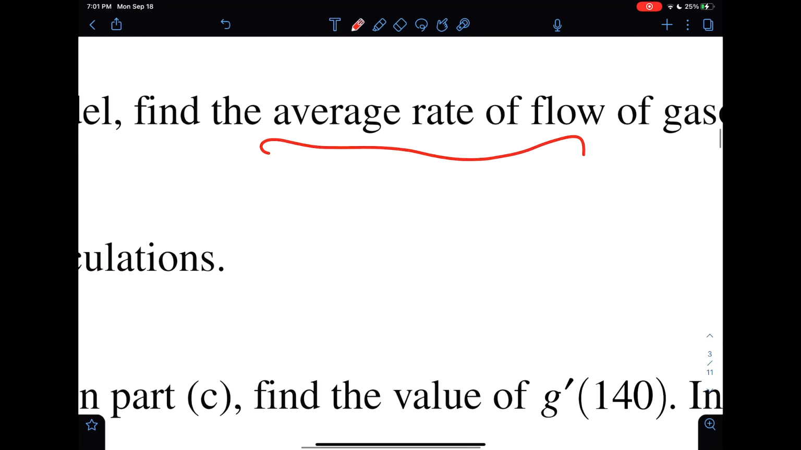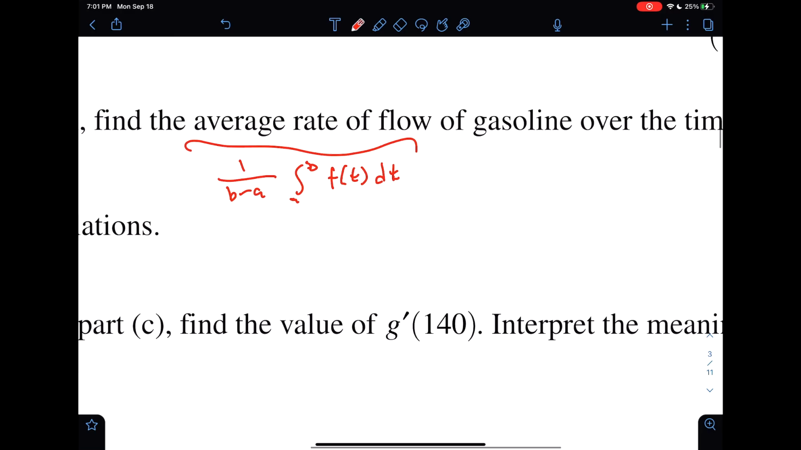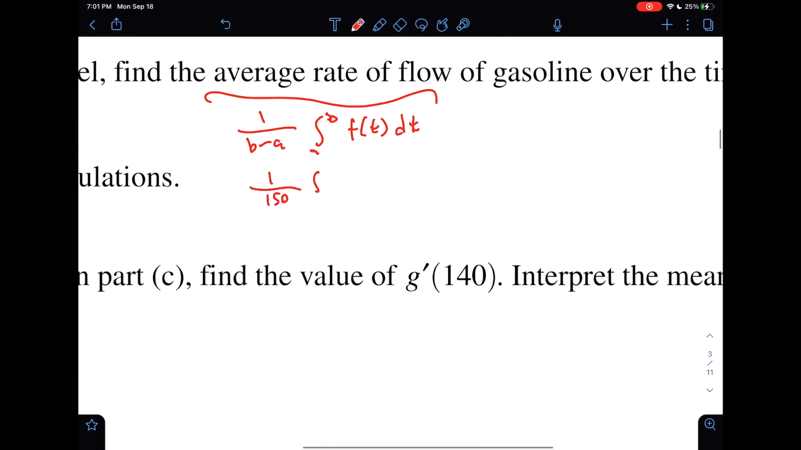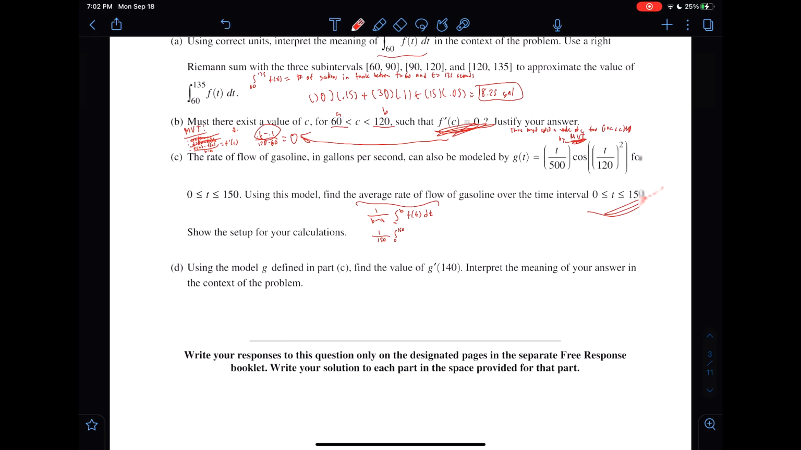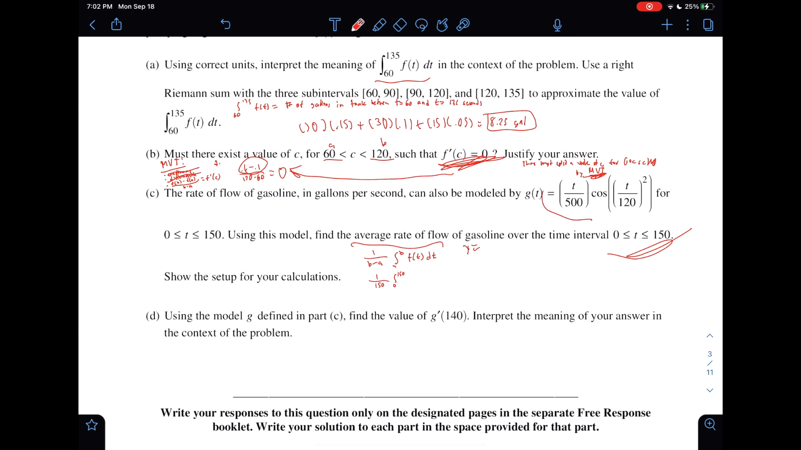So AVT is 1 over b minus a, integral from a to b, f of t dt. In this situation, it's 1 over 150, and a is 0, so you don't really have to put anything there. It's going to be 0 to 150, and then you put the function in. You're going to have your graphing calculator for this portion of the test. So first press y equals on your calculator, and then put this whole equation into y1.